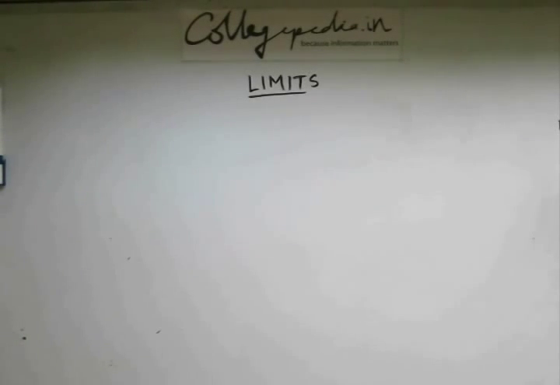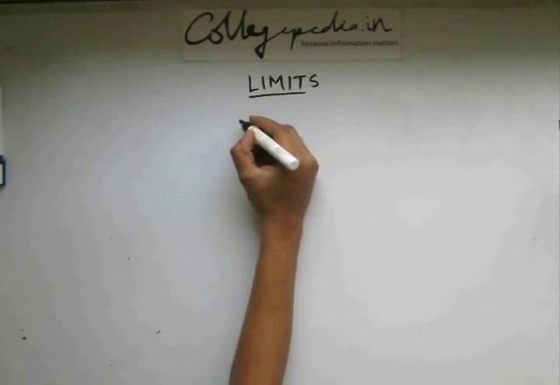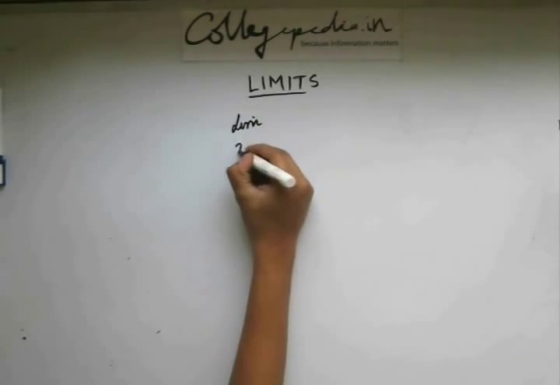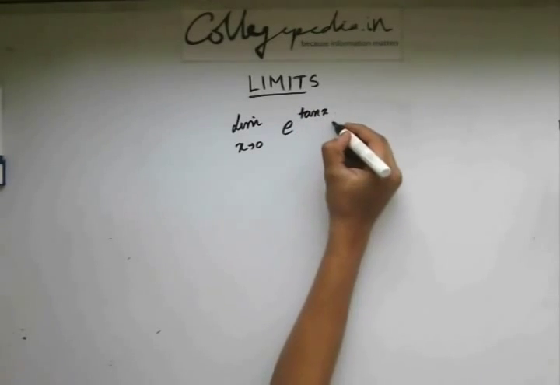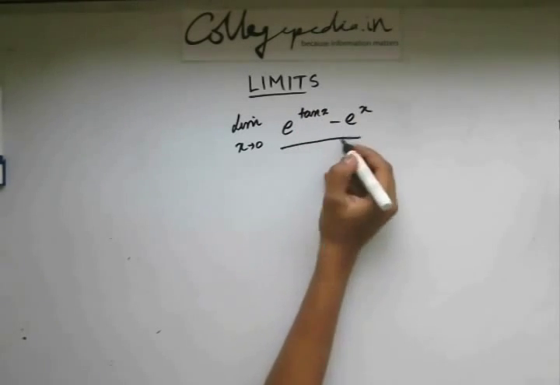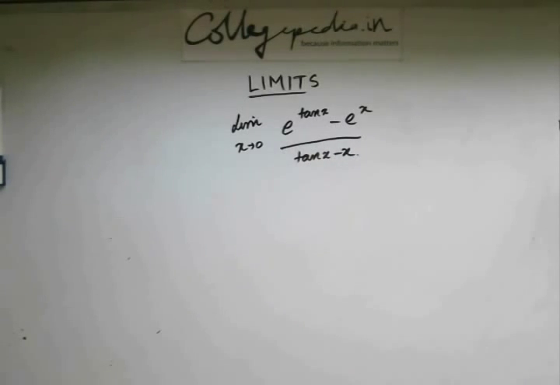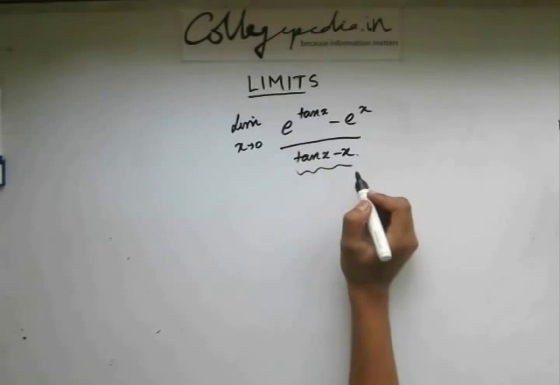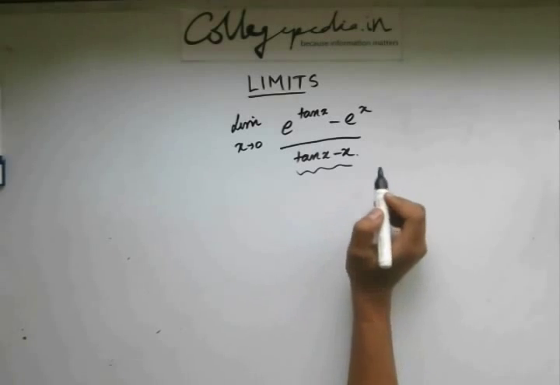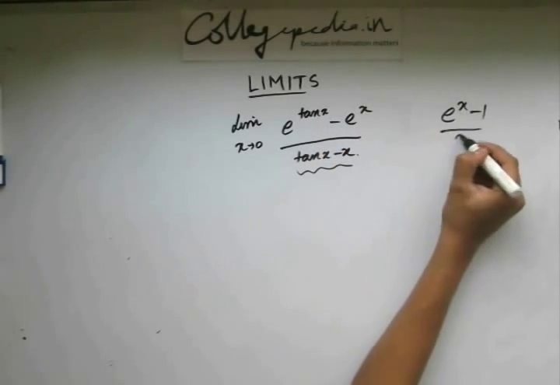The second example. I have been asked to evaluate this limit: x approaches 0, e to the power 10x minus e to the power x, by tan x minus x. Here you see that the denominator has tan x minus x.